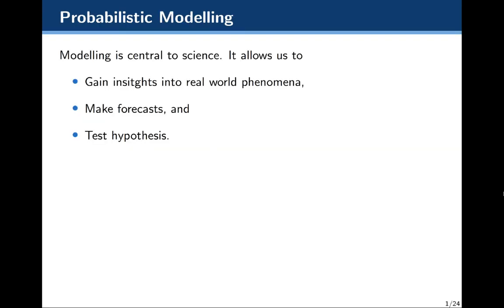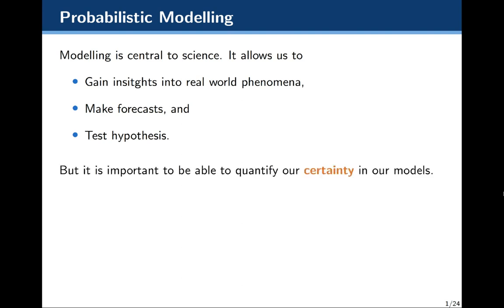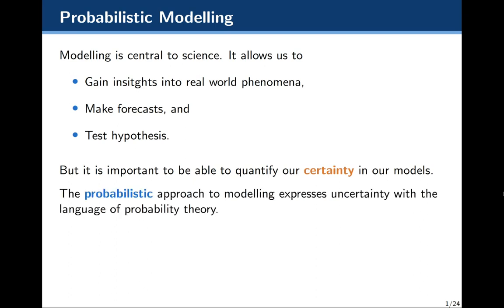So let's start with probabilistic modeling. As we know, modeling is central to science. It allows us to gain insights into real-world phenomena, make forecasts, and test hypotheses. But it's important for us to be able to say something about how certain we are of these models, rather than just trust their predictions or have no way of actually quantifying our certainty in them. So the probabilistic approach to modeling does exactly this. It expresses the uncertainty with the language of probability theory.